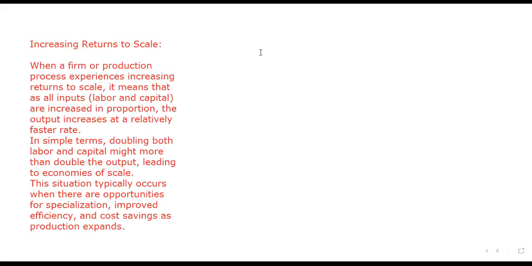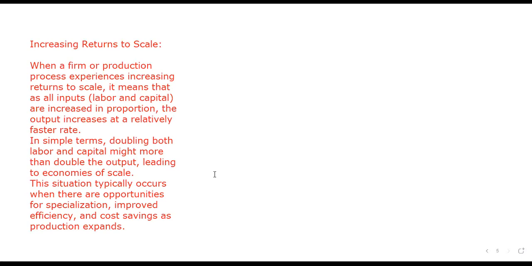Number 1, a firm that experiences increasing returns to scale occurs when the production process experiences increasing returns. It means that when all inputs, labor and capital, are increased in proportion, the output will increase relatively faster.